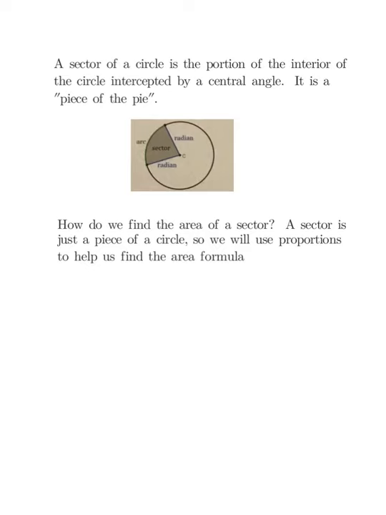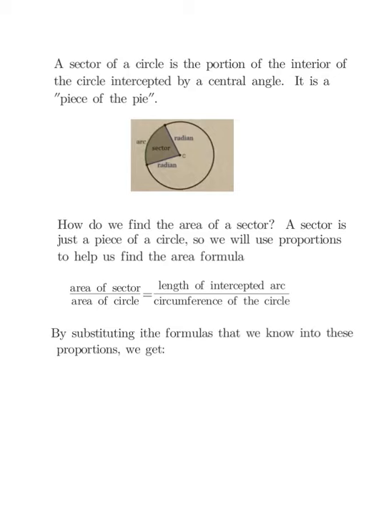A sector is just a piece of the circle. So we are going to use proportions to help us find this area formula. The proportions that we are going to use are first that the area of the sector is just a piece of the area of the circle. So we're going to put area of sector over area of circle. And that has to be equal to the length of the intercepted arc compared to the entire circumference of the circle. So what we are doing in this proportion is we are comparing piece to whole has to equal piece to whole.